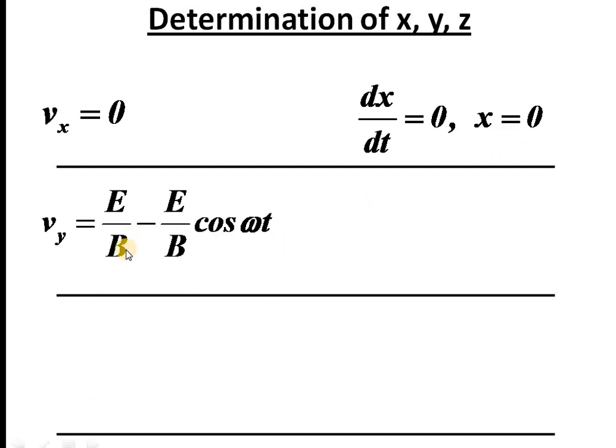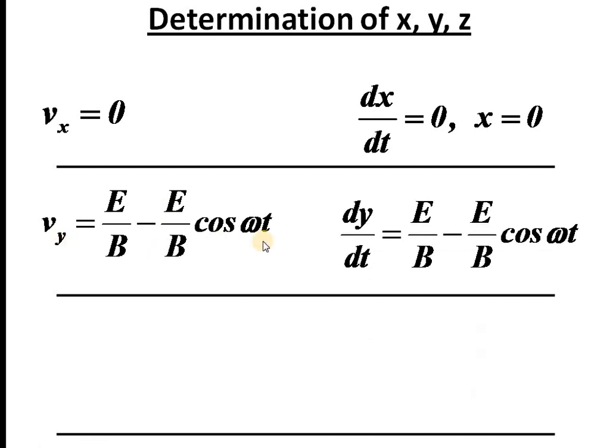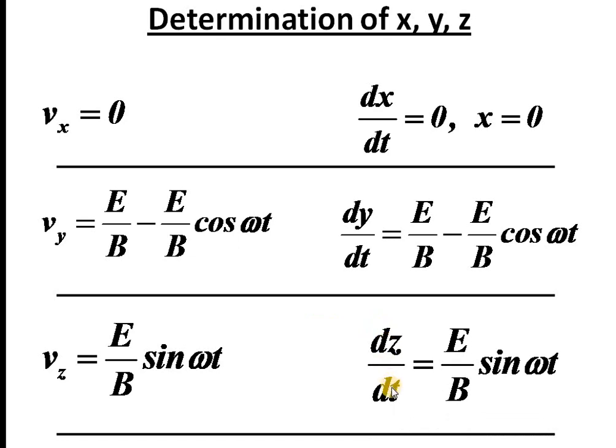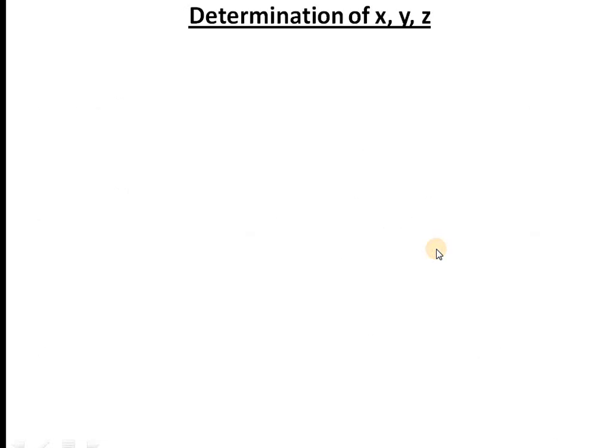What about Vy? This is already given. Corresponding to Vy, we can write dy by dt is equal to E by B minus E by B cos omega t. Similarly, what about Vz? Vz is equal to this one, so the corresponding dz by dt, you can write as E by B sin omega t. From these three equations, we can find the corresponding x, y, and z. So let us see that.